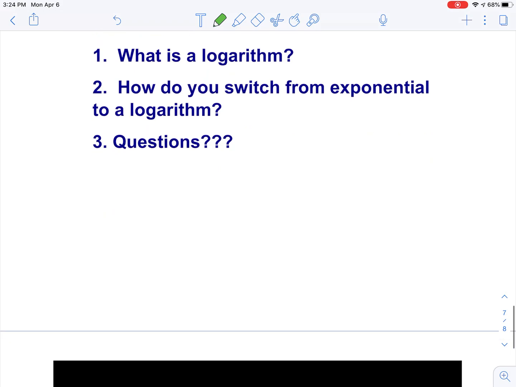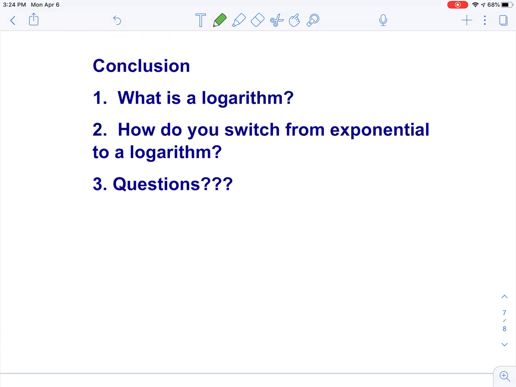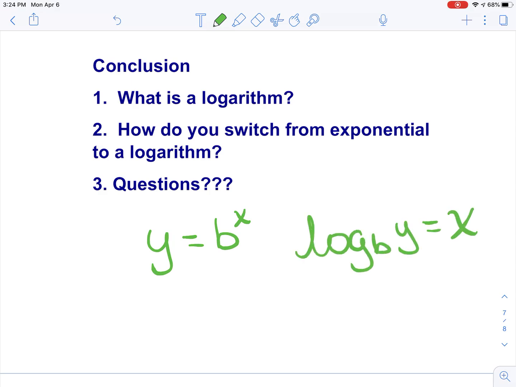Okay, so what is a logarithm? It is the inverse of an exponential. How do you switch from exponential to log? So if I have y equals b to the x, I can say it's going to be log base b of y equals x, switching back and forth.